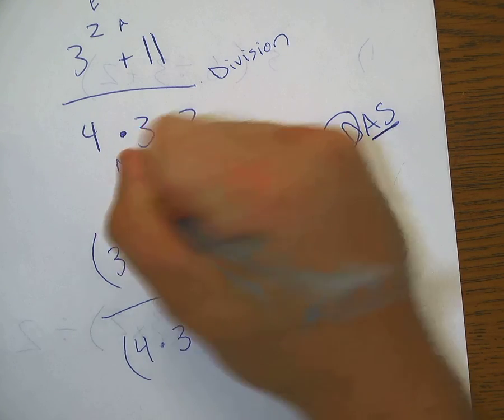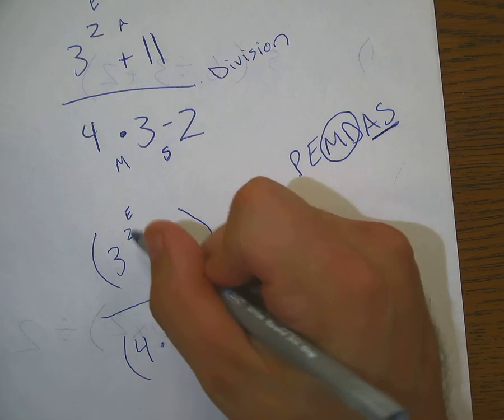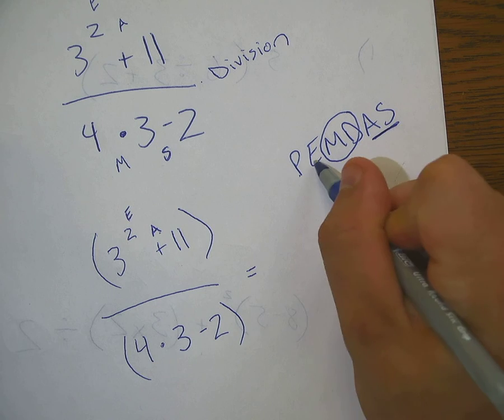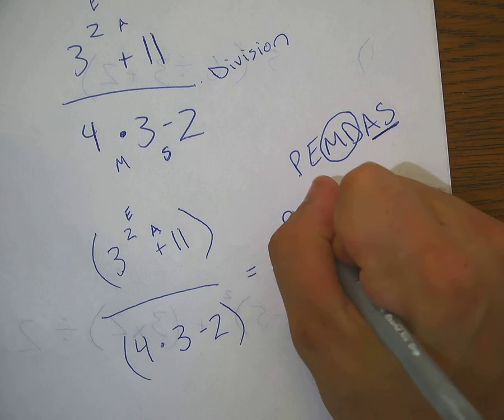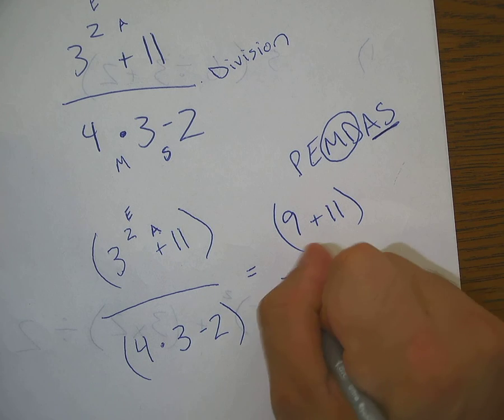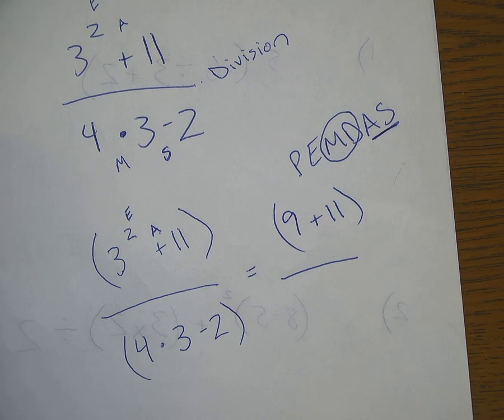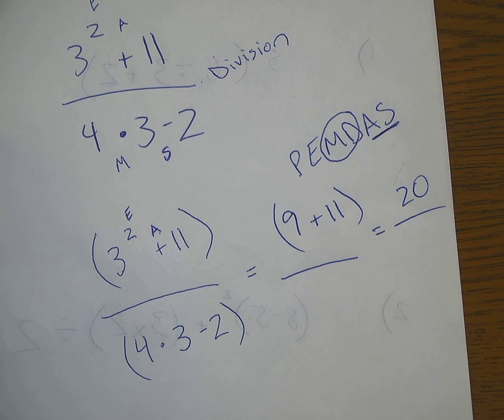So we have an exponent and we have addition. All right, let's do the numerator parentheses first. Well, exponent and addition, which one do I do first? Exponent comes first. So 3 squared, that's like saying 3 times 3, is 9 plus the 11. Now we only have one operation inside of our parentheses. So 9 plus 11 is 20. Now, do I need parentheses here? I no longer need parentheses because there's no operations inside of them.